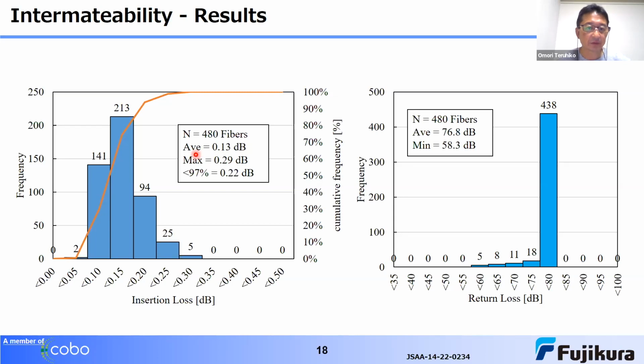This slide shows the intermateability results. The average insertion loss is 0.13 decibel, the maximum is 0.29 decibel, and the 97% value is 0.22 decibel. And the intermateability result is similar to IEC grade B performance.